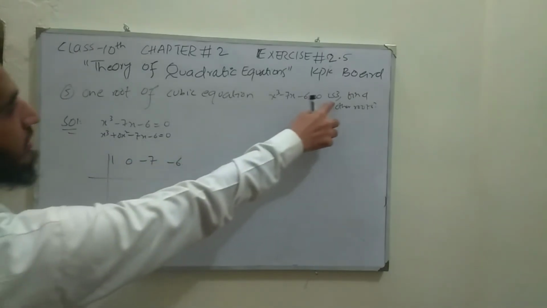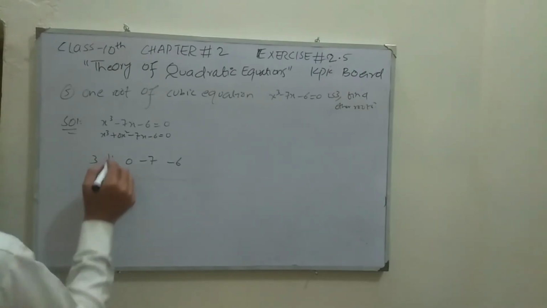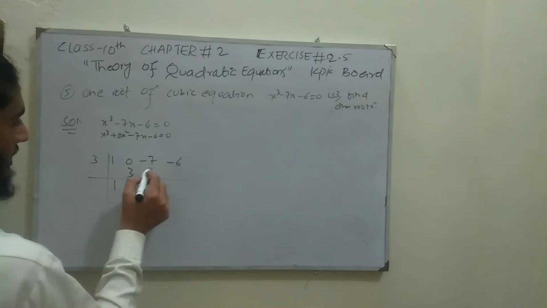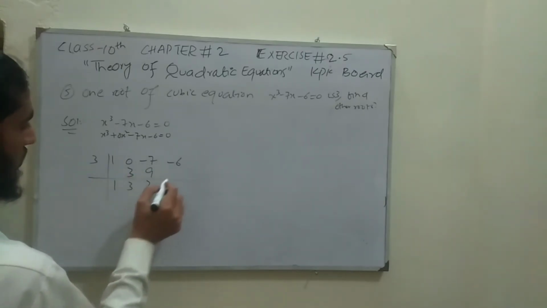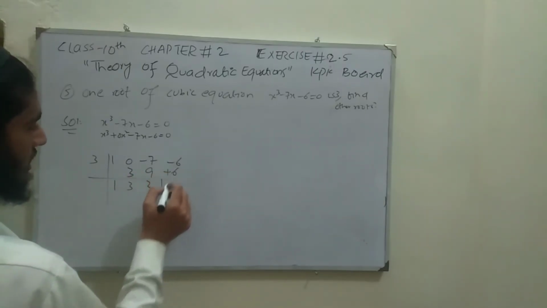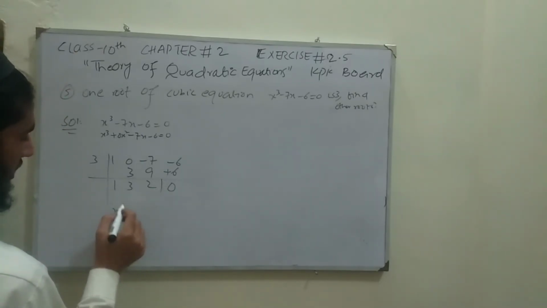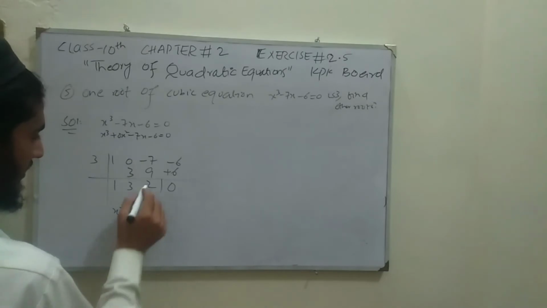One root is also given, which is 3. So take here, 1 will come down the same. 3 multiply 1 gives us 3, 3 plus 0 gives us 3, 3 multiply 3 gives us 9, 9 minus 7 gives us 2, 3 multiply 2 gives us 6, so 6 will cancel out with 6, so the remainder is 0. We can write 1, 3, 2 just like x square plus 3x and plus 2 is equal to 0.